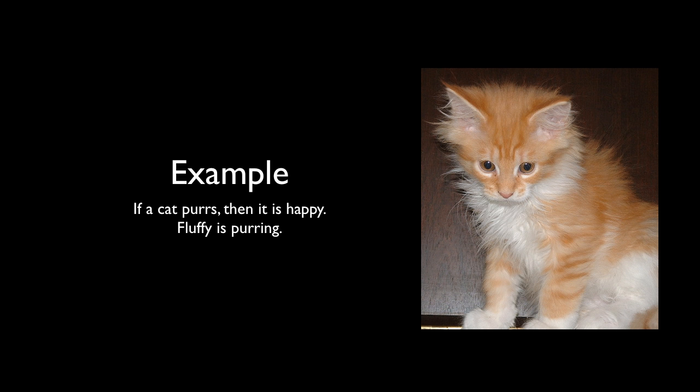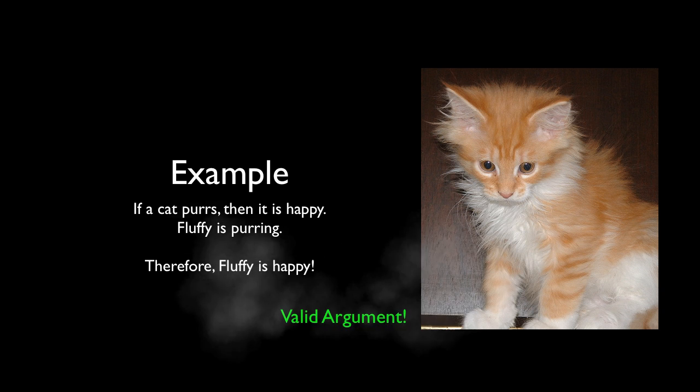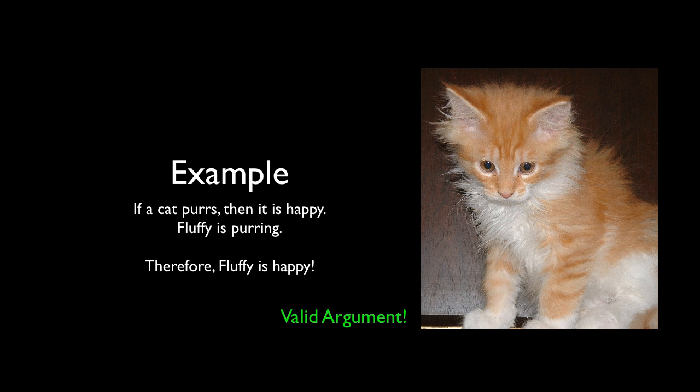Here's another example. If a cat purrs, then it's happy. That may or may not be true, but let's assume that it's true. Then we learn that Fluffy over here is purring. According to the law of detachment, we can conclude that Fluffy is happy. That is indeed a valid argument.